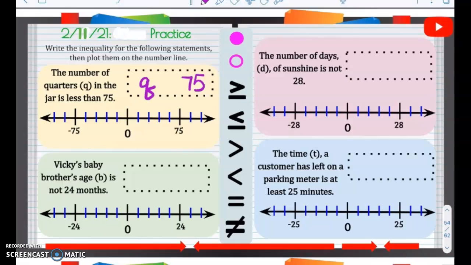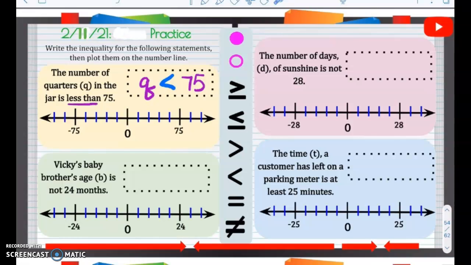Well, if Q is less than 75, then we're going to have that less than. So Q is going to have to be less than. The big mouth is going to eat that big number 75. It does not say equal to, so it's just less than. Q is less than 75.